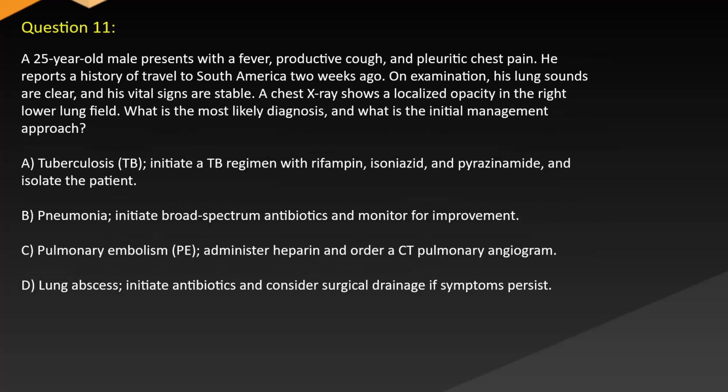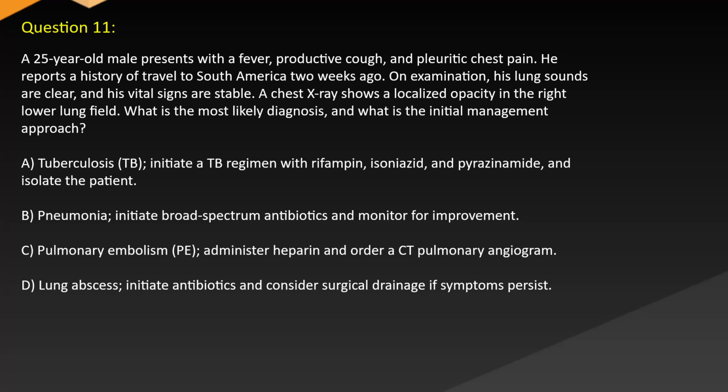A 25-year-old male presents with a fever, productive cough, and pleuritic chest pain. He reports a history of travel to South America 2 weeks ago. On examination, his lung sounds are clear and his vital signs are stable. A chest X-ray shows a localized opacity in the right lower lung field. What is the most likely diagnosis and what is the initial management approach?